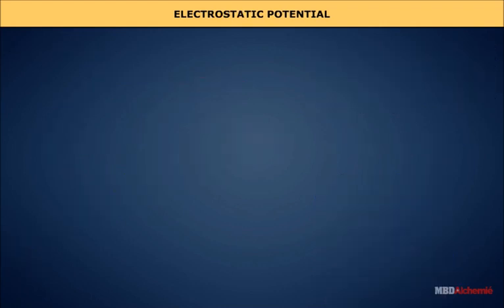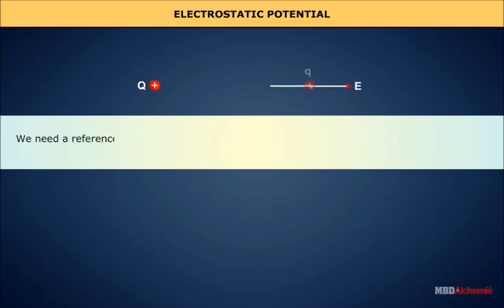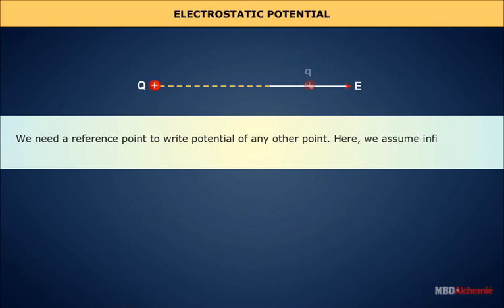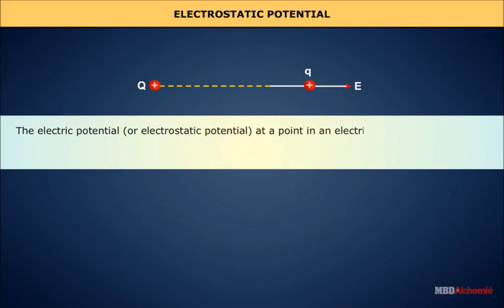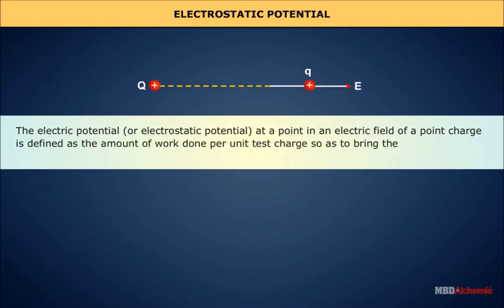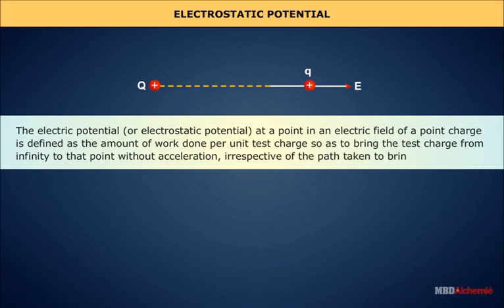Electrostatic potential. Since we have a definition for potential difference between 2 points in an electric field, we need a reference point to write the potential of any other point. Here we assume infinity as the reference. The electric potential or electrostatic potential at a point in an electric field of a point charge is defined as the amount of work done per unit test charge so as to bring the test charge from infinity to that point without acceleration, irrespective of the path taken to bring it.